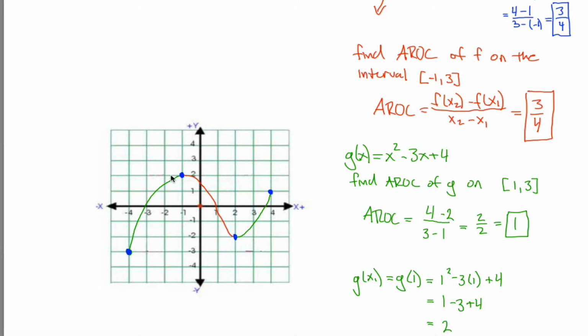This graph right here is increasing from -4 to -1. Note that I'm specifying the x coordinates of where it's increasing. And then again from 2 to 4. And it's decreasing from -1 to 2. Again, I'm specifying the x coordinates, not the y coordinates, where it's increasing and decreasing. That's it. That's increasing and decreasing.